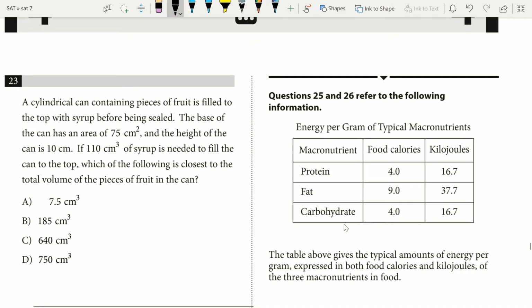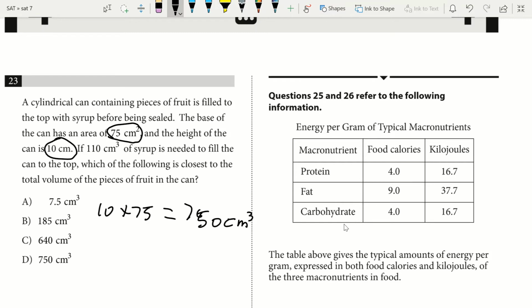A cylindrical can containing pieces of fruit is filled to the top with syrup before being sealed. The base of the can has an area of 75 centimeters squared, and the height of the can is 10 centimeters. If 110 centimeters cubed of syrup is needed to fill the can to the top, which of the following is closest to the total volume of the pieces of fruit in the can? All right, well, the base of my can is 75 centimeters squared. When I multiply that by my height of 10 centimeters, that's going to give me my total volume in the can as 750 cubic centimeters, right?